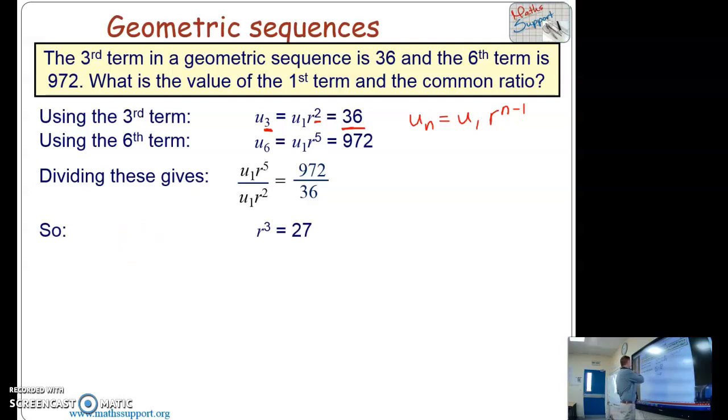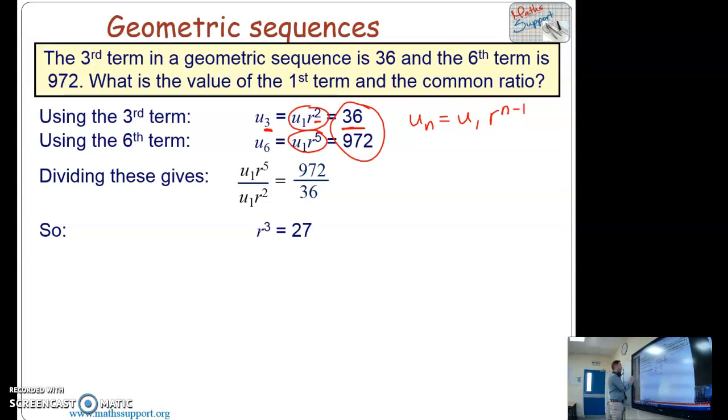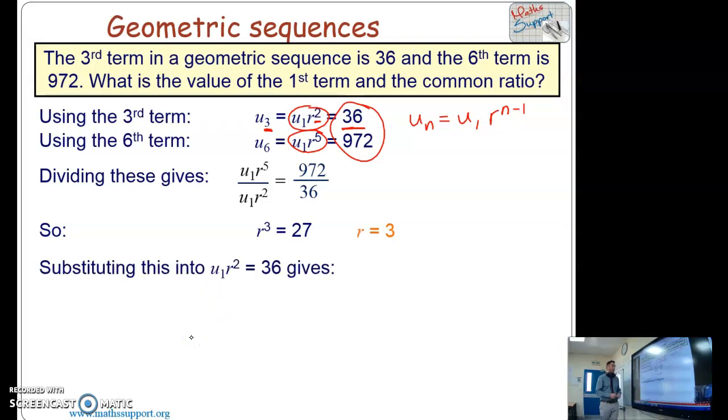So if I divide this one by this one, I get r cubed. I divide this by this, and I get 27. And that means that r cubed is 27. Therefore, r is going to be the cube root of 27. And that, I believe, is 3. So there we go. That is the common ratio.